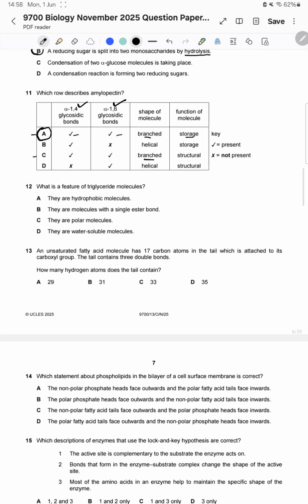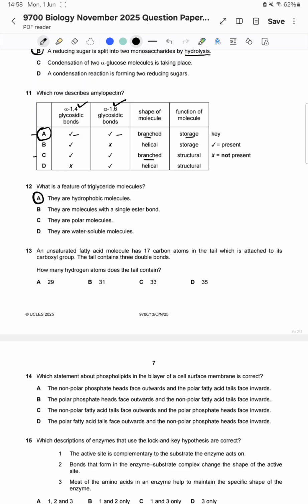Moving on to 12. What is a feature of a triglyceride molecule? They are hydrophobic molecules. That's it. That's the simplest answer. Definitely, as a good student, you have to look at the rest of the options to make sure that you're choosing the most correct answer. So B says with a single ester bond, but it has 3 ester bonds. C says they are polar molecules. They are not polar, of course, and D, they are not water soluble. So that cannot be used.